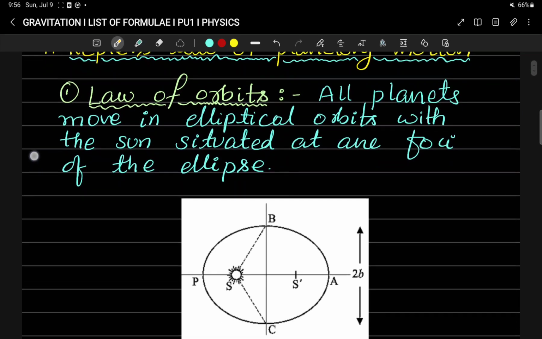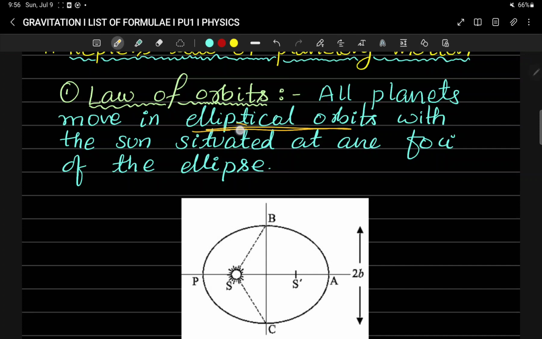First of all, we have Kepler's laws. In that, law 1 is the law of orbits. According to the law of orbits, all planets move in elliptical orbits with the sun situated at any one of the foci.